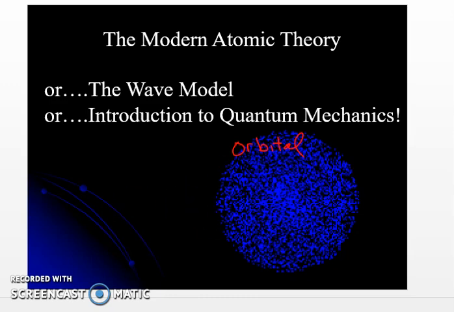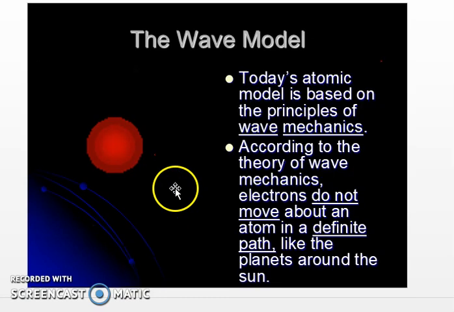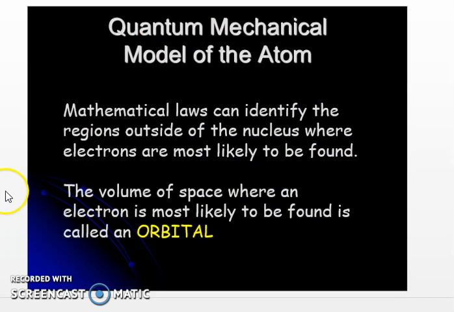So again, in grade 12, we'll go into much more detail with this. So going back to Bohr's theory, Bohr believed that electrons went around like planets around the sun, or a train on a circular track, but it's more like bees buzzing around the hive. So today's modern atomic theory, we now have electrons that do not move in a path, but actually move around in waves, almost similar to energy.